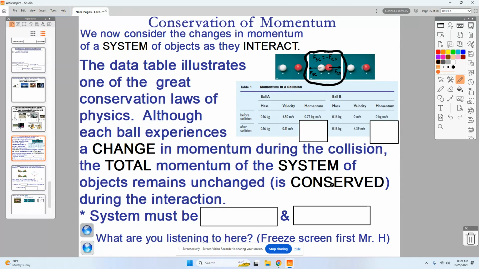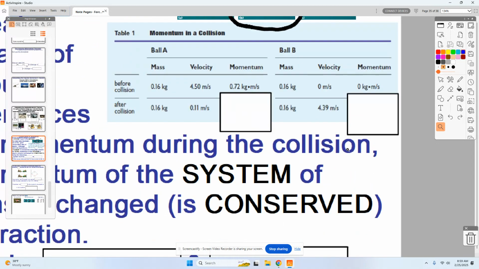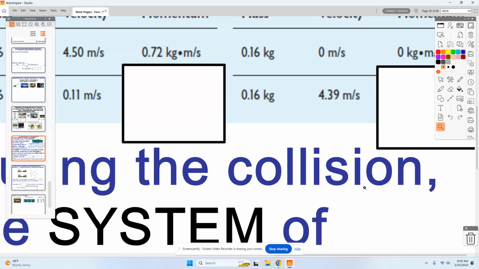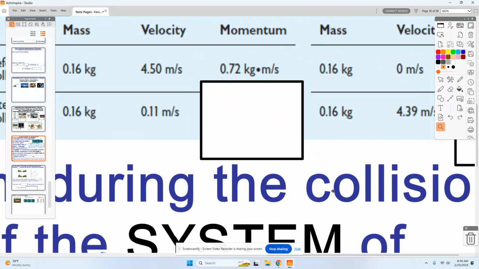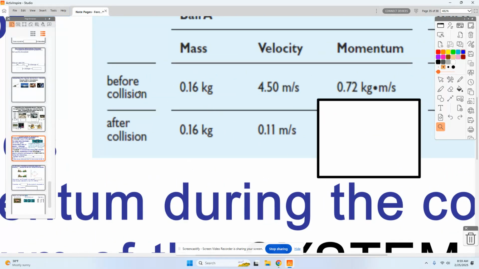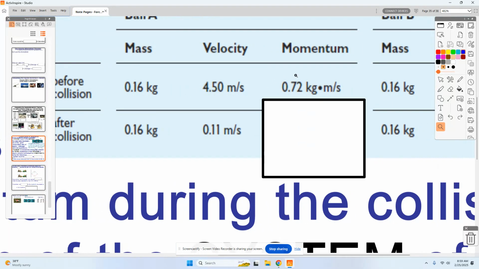So the total momentum stays the same. Now I'm going to put some numbers in here. I want to go in and look at what these values are on the data table. And again, this is from a different textbook, one that's a little bit more mathematical than the one that we would use. But if this is before the collision, the cue ball is coming in with a certain mass and a certain velocity, I'd multiply these two numbers together, right? So mass times velocity would give me 0.72.